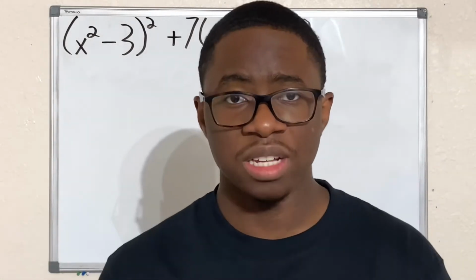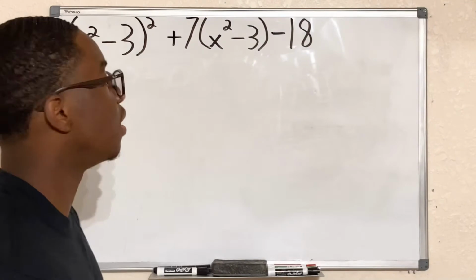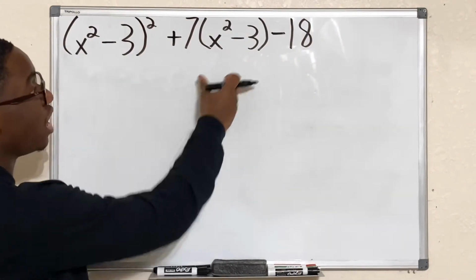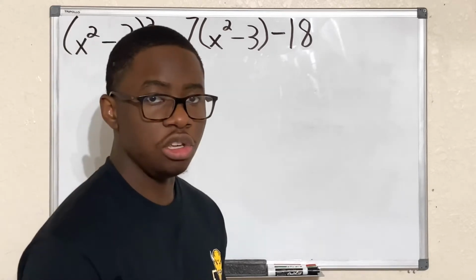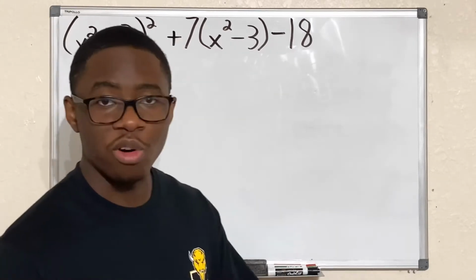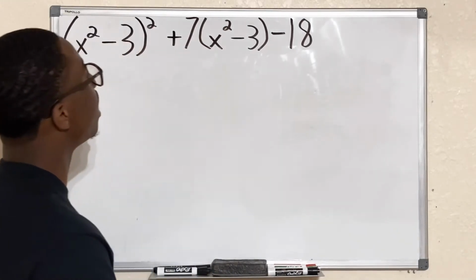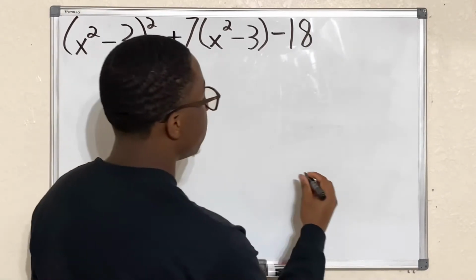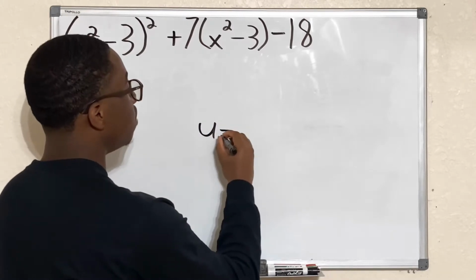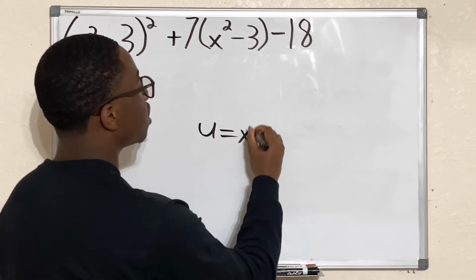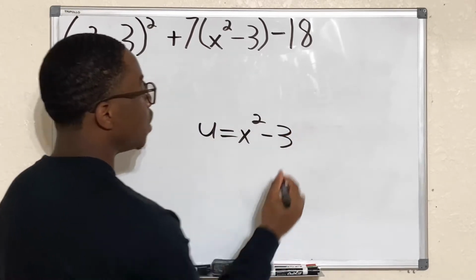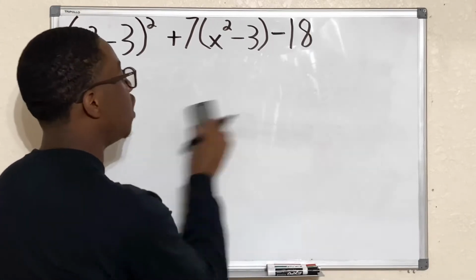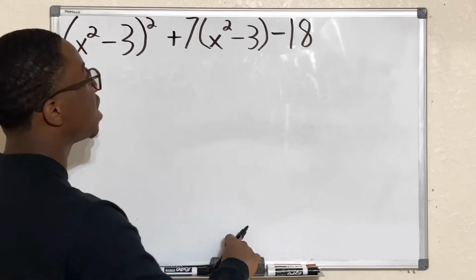Alright guys, let's go ahead and start with this expression right here. First step is to substitute this expression with the letter U. So yeah, I know, more variables. Always remember, U is going to be equal to our expression x squared minus 3. Take a minute to write that down. So U is equal to x squared minus 3.